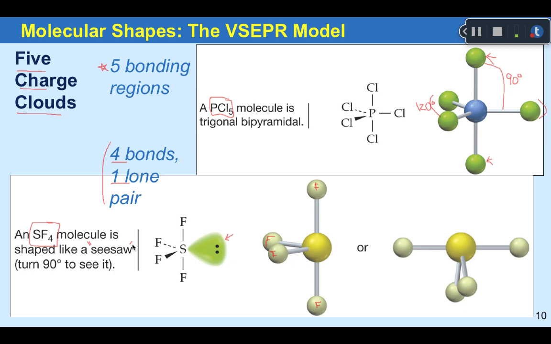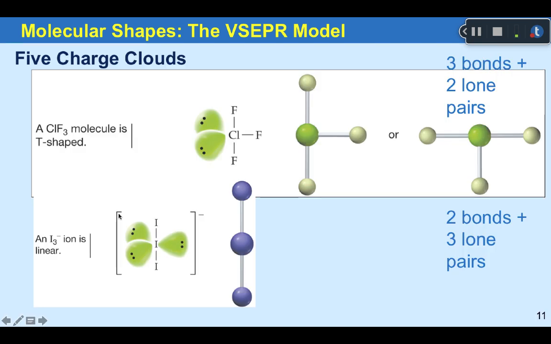How's that for a fancy term? So it's a seesaw because if you turned it sideways like is shown on the right, you could envision the molecule being able to tip back and forth, resting on the 2 fluorine atoms shown at the bottom of the diagram. How about that? So 5 charge clouds, when there's 4 bonds and 1 lone pair, results in this funny thing called a seesaw. All right, more possibilities yet. 5 charge clouds can also occur with 3 bonds and 2 lone pairs. Chlorine trifluoride is a funny example, but it's certainly out there as a possibility.